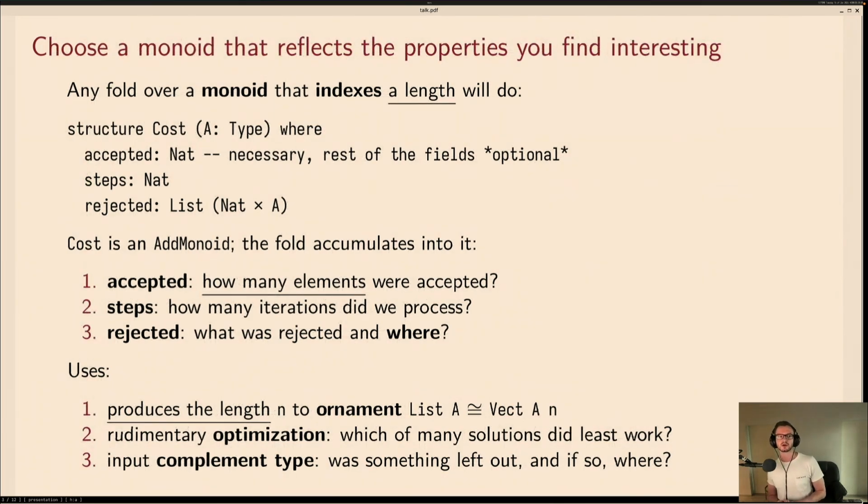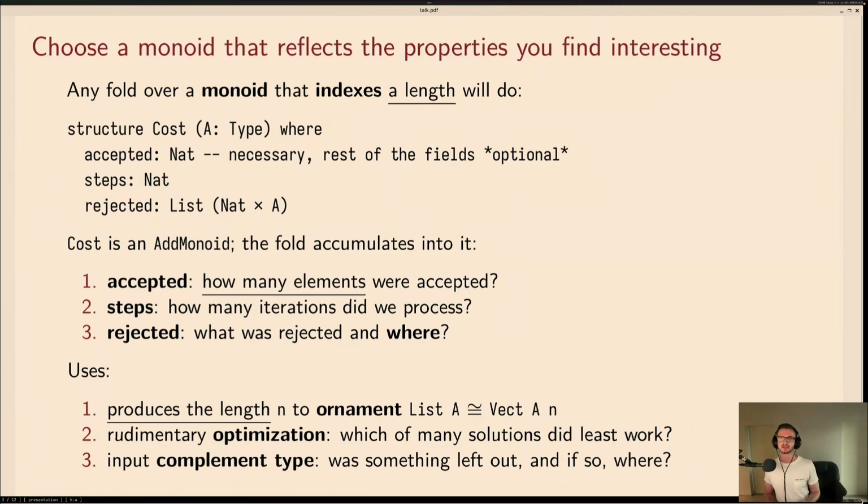The one thing about this approach is that you can pick any monoid you want, and you should pick one which represents the properties that you find interesting in your data. In the submission, I chose this cost monoid, but anything which can do this ornamentation or production of length to your data will suffice, as long as it carries this accepted field.